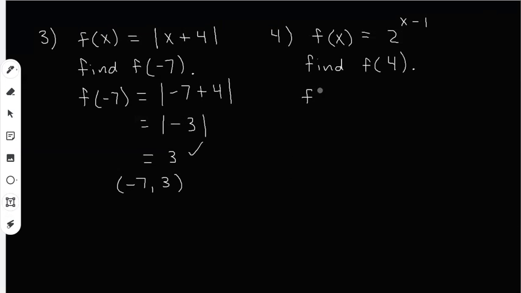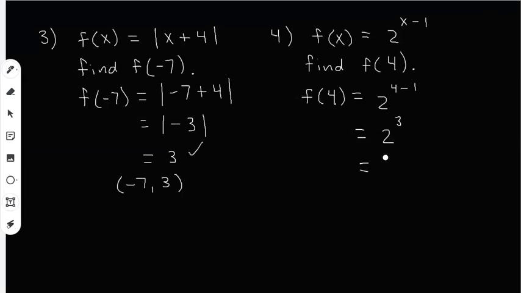So I write out f of 4, and I keep the function the same. All I'm going to do is put in 4 for x. So I'm going to get 2 to the 4 minus 1 power. All I did was replace x with a 4. So now I'm going to work out the exponent first, and then I'm going to take 2 to whatever power it gives me. So what's 4 minus 1? 4 minus 1 is going to give me 3.